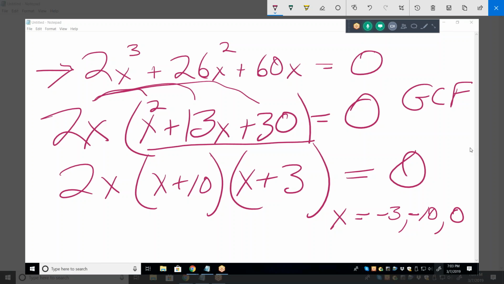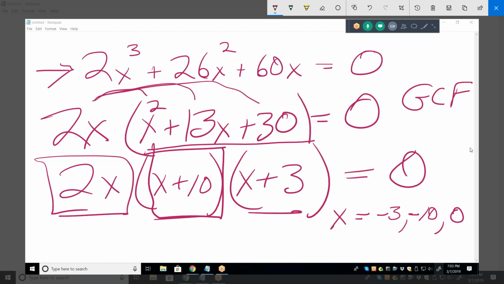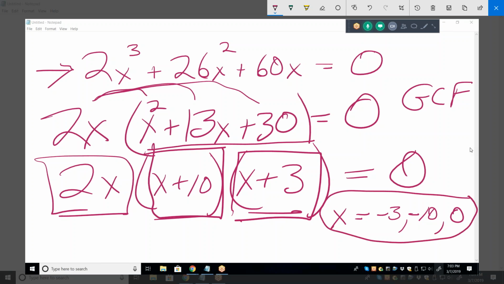In other words, the principle is that if you have a bunch of things multiplied together and they are equal to 0, then any one of the 3 could be equal to 0. So if we set that equal to 0, we get x equals 0. If we set this equal to 0, we get x equals -10. And if we set this equal to 0, we get x equals -3. All 3 of those are valid answers. And you need all 3 of them. You don't want to leave one of them out. And the one that most students leave out is this 0.